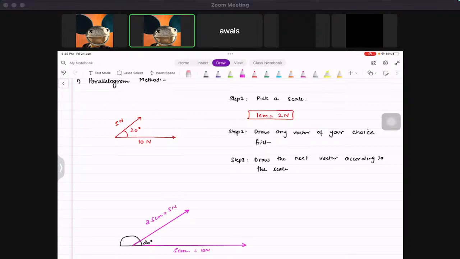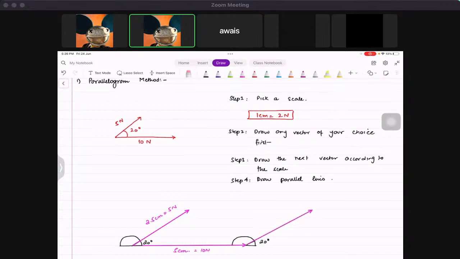Then I have to draw parallel lines. So how do we do that? Because we want to make a parallelogram. I put my protractor right here and then measure 20 degrees again, and then draw the same length like this.